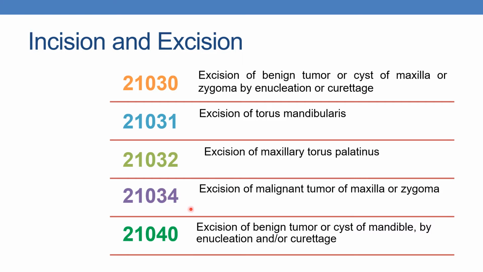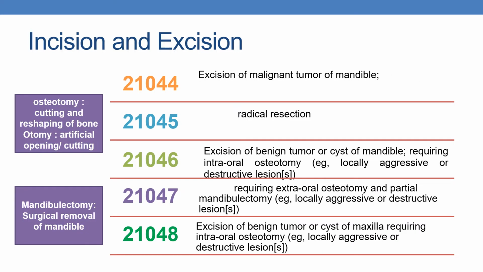The next is 21034. It deals with excision of malignant tumor of maxilla or zygoma. The next is 21040. It deals with excision of benign tumor or cyst of mandible by enucleation or curettage. The next is 21044. It deals with excision of malignant tumor of mandible. The next is 21045. It deals with radical resection of malignant tumor of mandible. The next is 21046. It deals with excision of benign tumor or cyst of mandible requiring intraoral osteotomy.